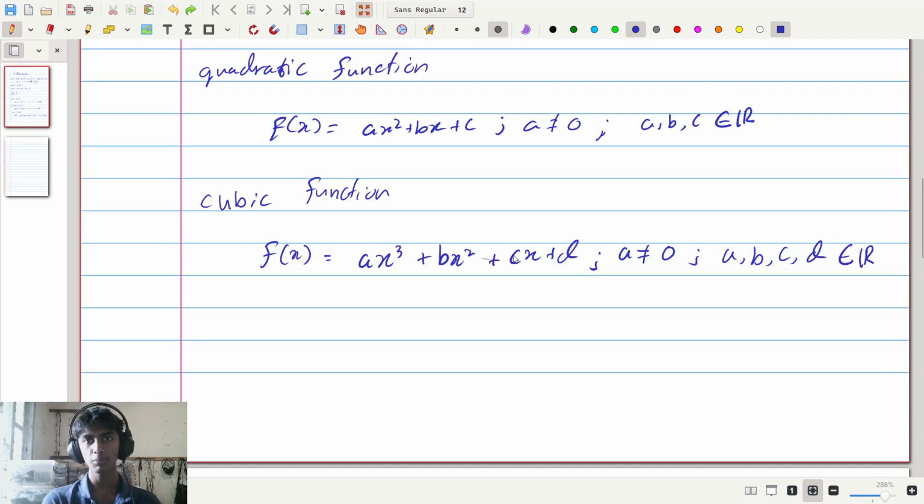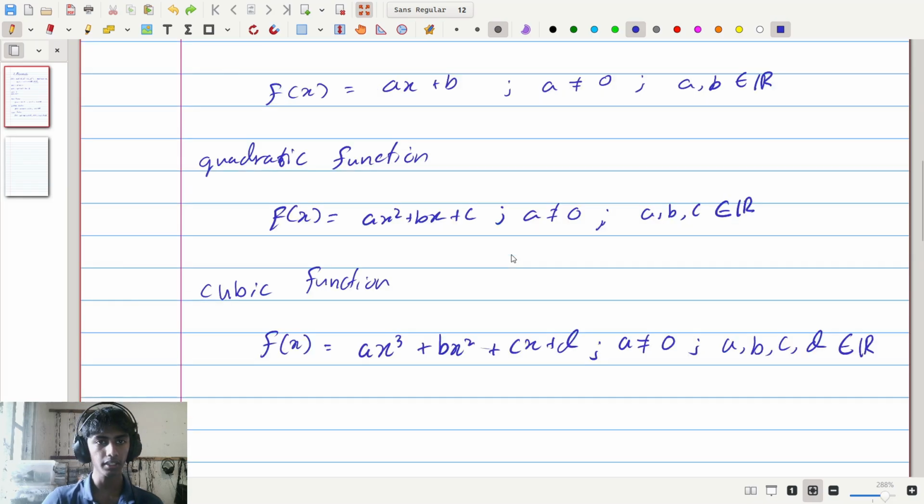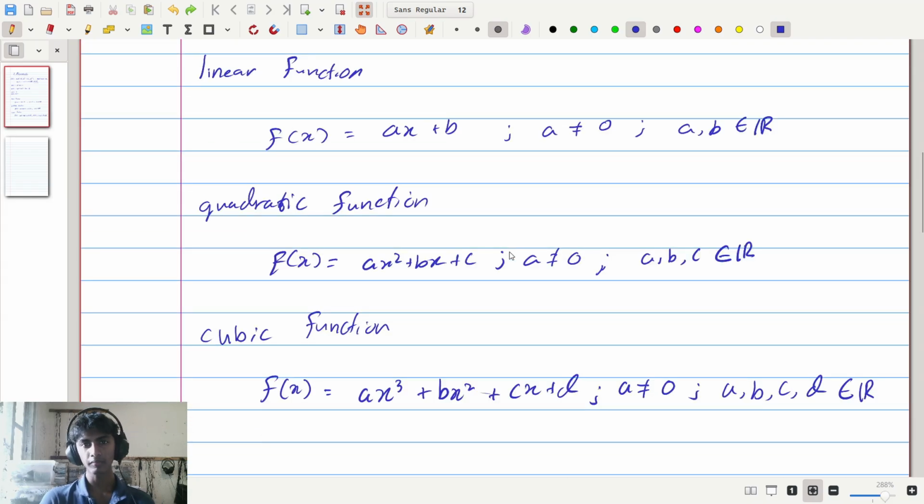There are of course names for higher order functions than this. If you have a fourth power function, it has a name, but we are not discussing it within our syllabus. Similarly, a fifth order function has a name, which we are not discussing either. We are only discussing up to the cubic function, because when you get to higher orders like fourth powers, it becomes more difficult to solve these equations than our syllabus expects. But of course, they exist and we can solve for them.